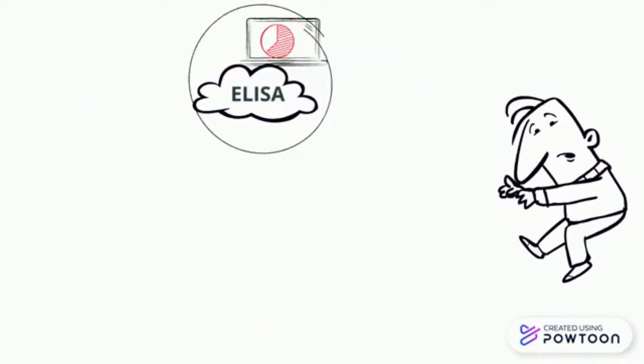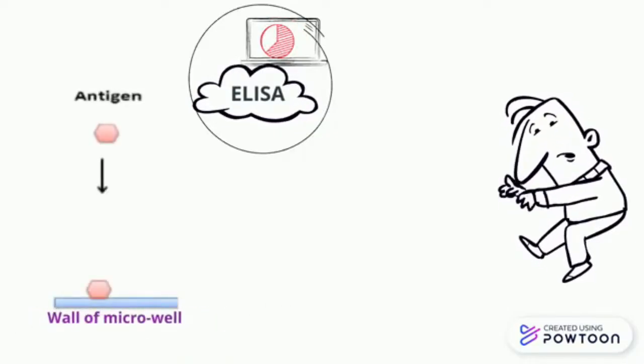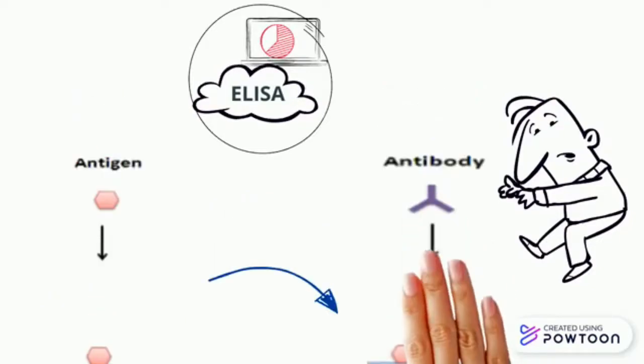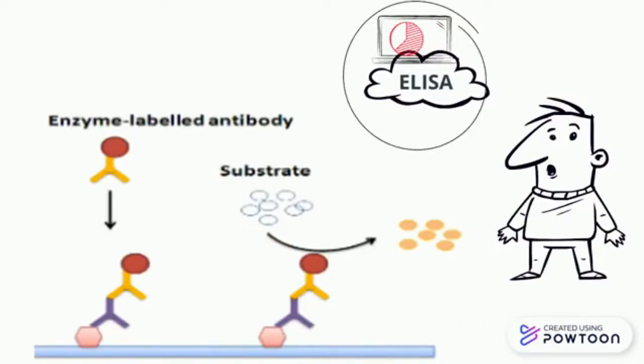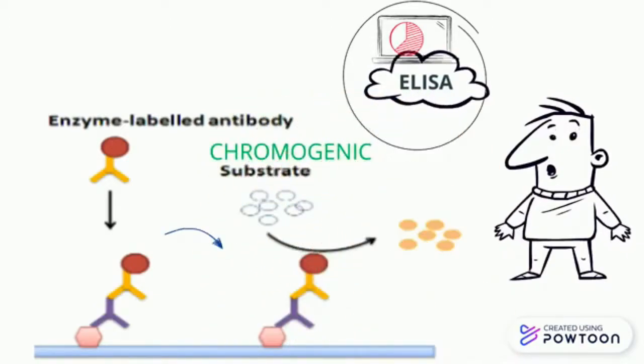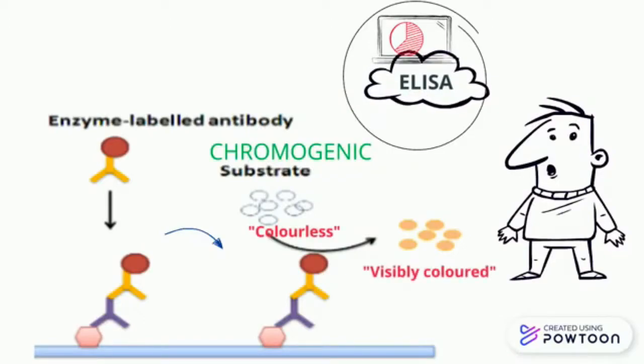Let's see how indirect ELISA is conducted. First, antigens are immobilized at the wall of microwell plates. Next, sample serum is added and washed. If the sample contains complementary antibodies, then they will bind to the antigens. Next, enzyme-linked secondary antibodies are added and washed. Lastly, chromogenic substrate, which is the substrate that is able to be converted from colorless to visibly colored by enzymatic reaction, is added.